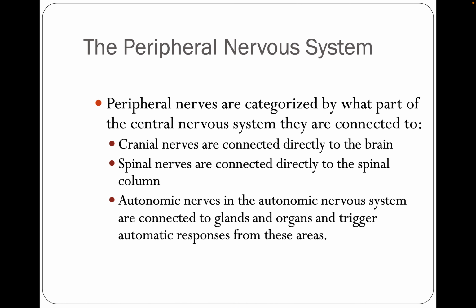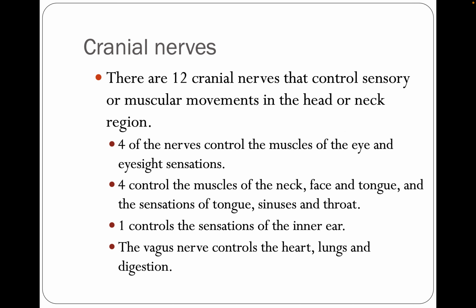Peripheral nerves are categorized by what part of the central nervous system they are connected to. Cranial nerves are connected directly to the brain. Spinal nerves are connected directly to the spinal column. Autonomic nerves in the autonomic nervous system are connected to glands and organs and trigger automatic responses from these areas.